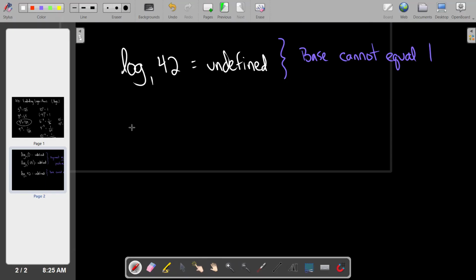But this one, I don't know what to say other than to write the rule. The base of a log, how did I want to say this? It can't be negative.